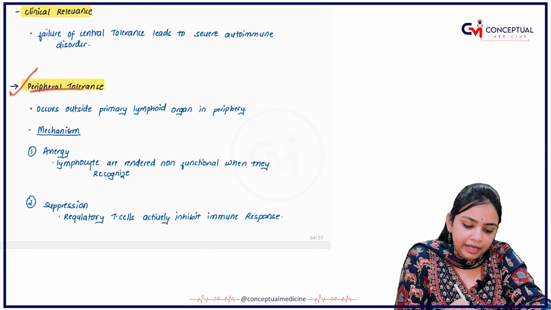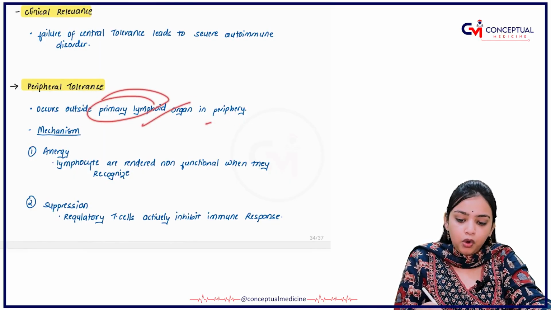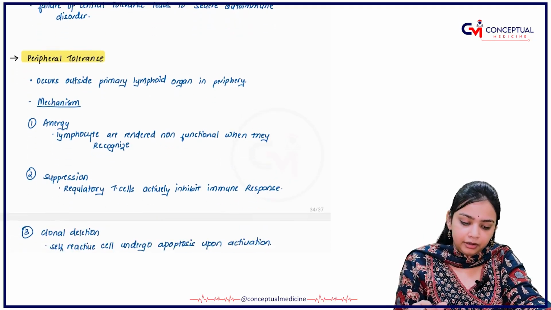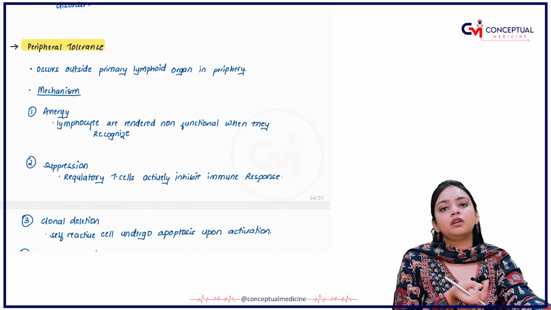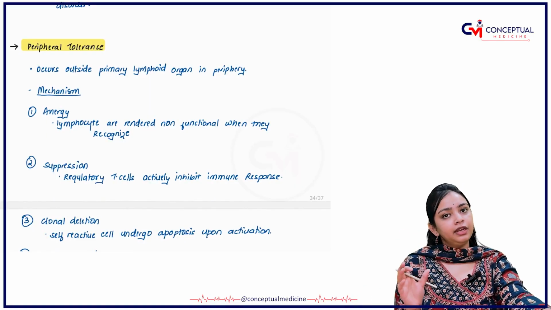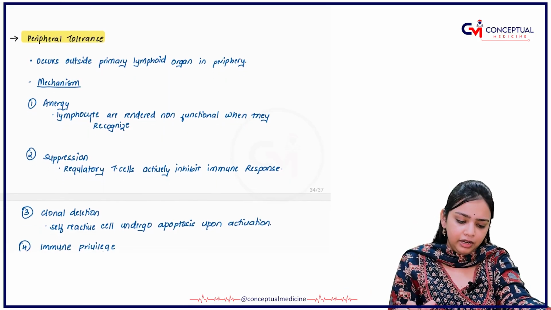Next that you have is the peripheral tolerance. Peripheral tolerance occurs outside the primary lymphoid organs, in the periphery. Because the name is also suggesting periphery. This means the mechanism is taking place over the periphery, and in the central one the mechanism is taking place in the central place, right? It's very simple.